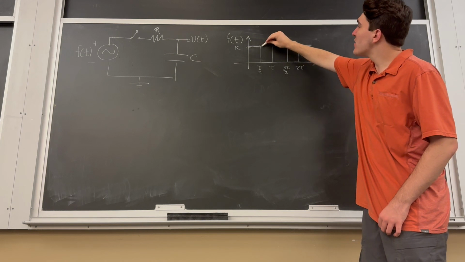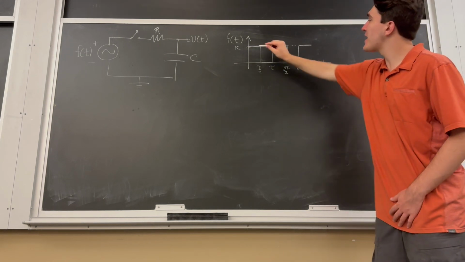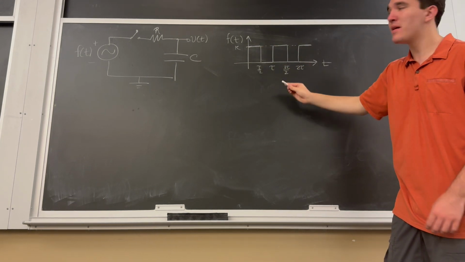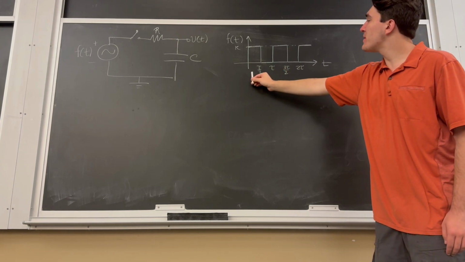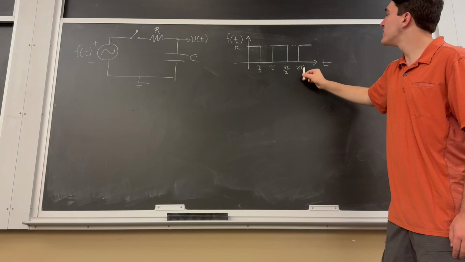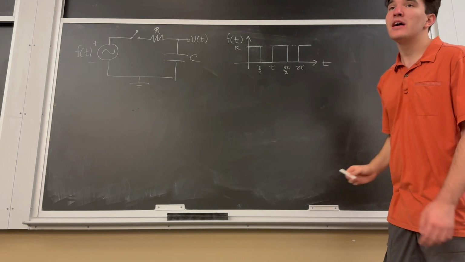And as you can see, it also has a 50% duty cycle, so it's on half the time, off half the time, and it repeats with a period of tau. So it will repeat at integer multiples of tau: tau, 2 tau, 3 tau, etc.